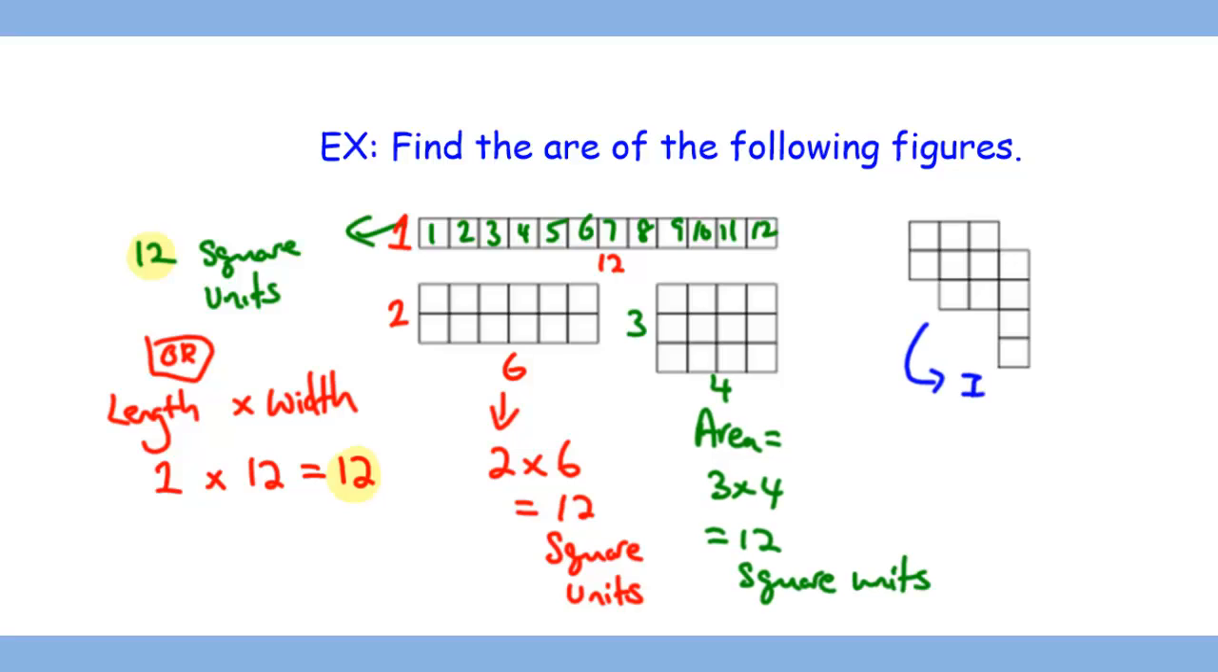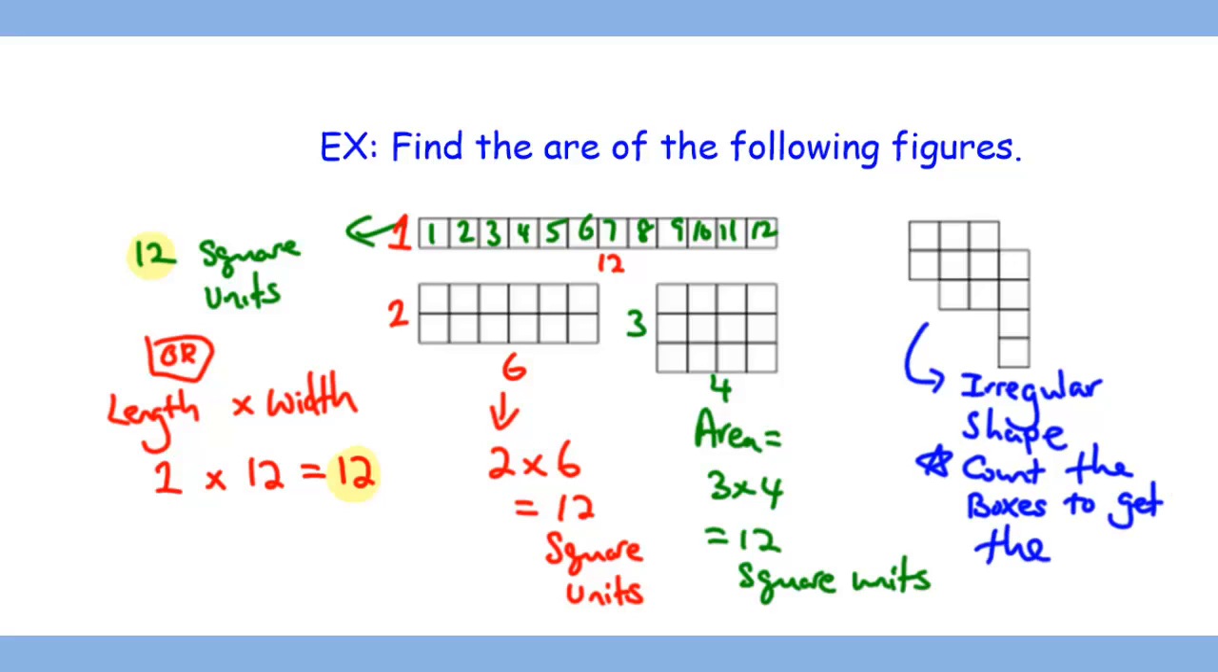The last one, it's an irregular shape, meaning that you can't use the formula, so I can only find the area by counting the boxes inside, which is 12 boxes again. And notice how I'm writing the answer in square units because we are counting the squares inside the box.